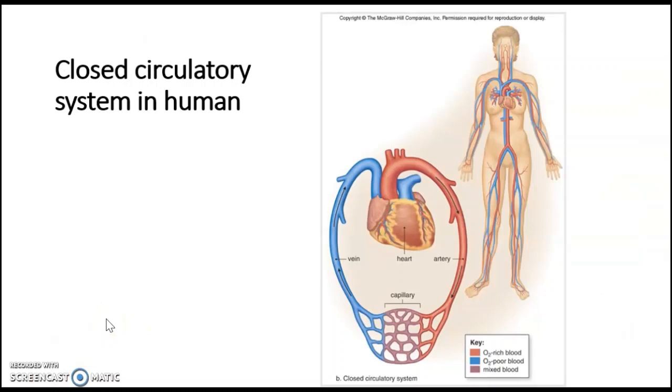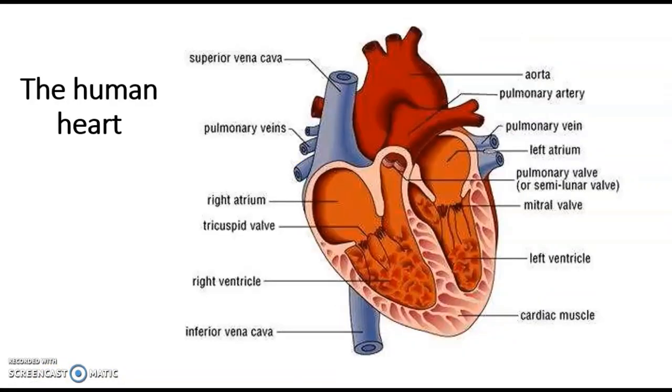Humans have a closed, complete circulatory system in the body. Now we try to look at another important structure in the cardiovascular system, which is the human heart. The heart consists of several layers of tough muscular walls, which we call the myocardium. A thin layer of tissue, the pericardium, covers the outside, and another layer, the endocardium, lies inside.